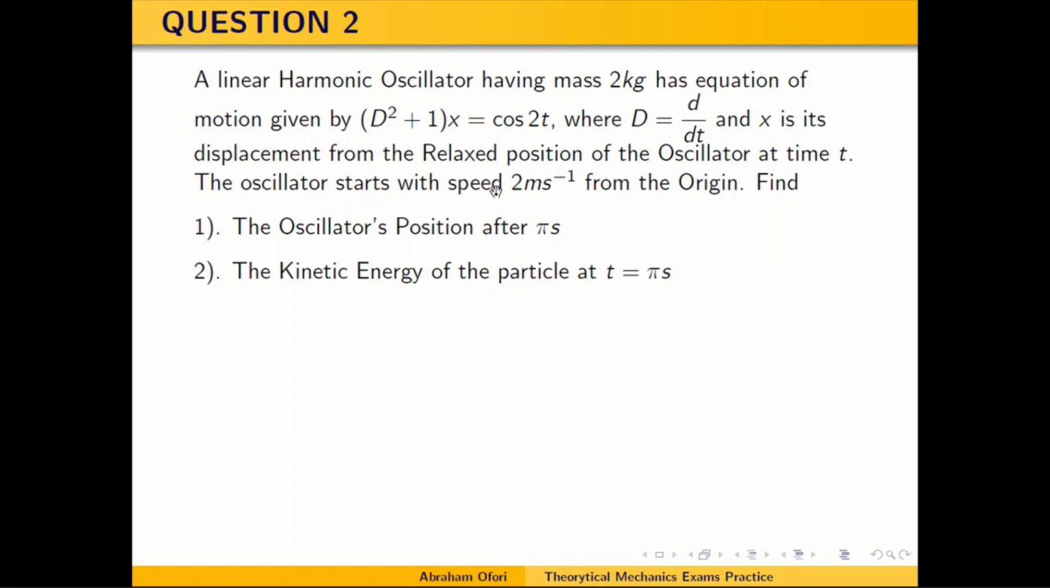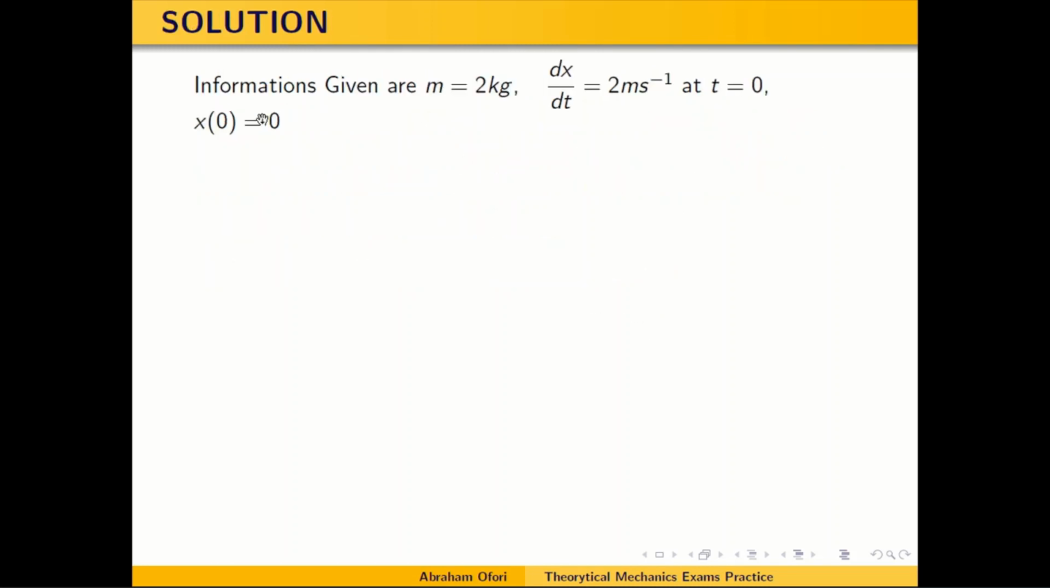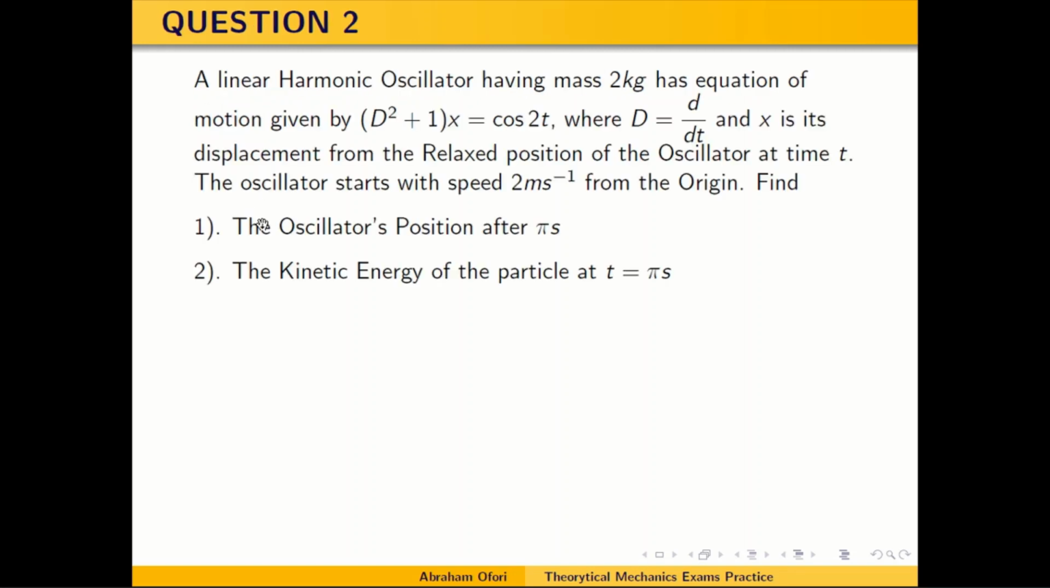And x is its displacement from the relaxed position of the oscillator at time t, and then the oscillator starts with speed. So the starting velocity, that is at the starting velocity where time equals 0, we have the velocity to be what? 2 meters per second. And it started from where? The origin. At the origin, we've not covered any position, we've not covered any distance. So the displacement or the distance or the position is 0. That's why we are saying that at time t equals 0, where you've not moved, the distance is 0, the velocity is this, and the mass is that. Now we have to expand this, just expand this one. Okay, and get this D squared x plus x.